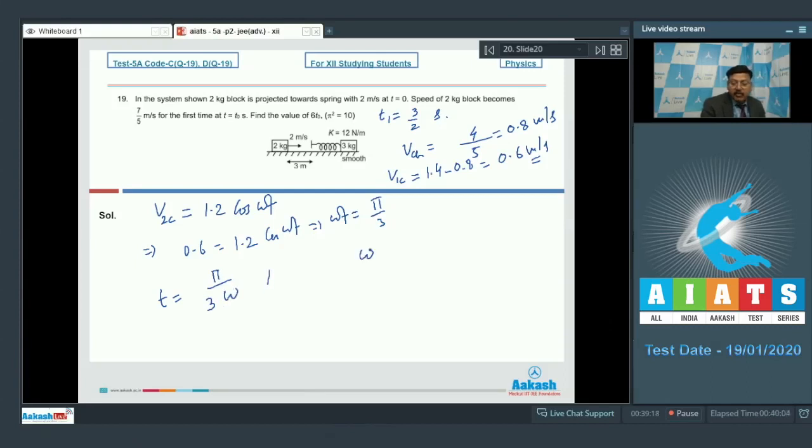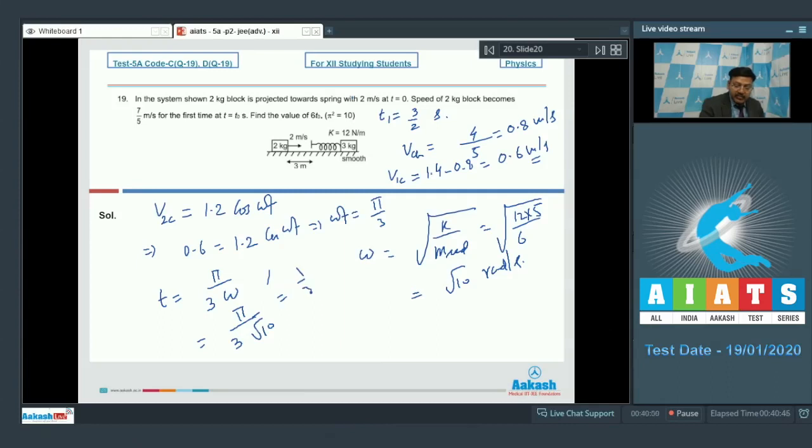Let's find the value of omega. Omega is under root of k by m reduced, and this value is coming out to be 12. The reduced mass will be 3 into 2 by 3 plus 2, that means 6 by 5. So this omega is coming out to be under root 10 radian per second. So this time t will be pi by 3 into under root 10. Now we can take pi as under root 10 because pi square is given as 10. So we have this time as 1 by 3 second.